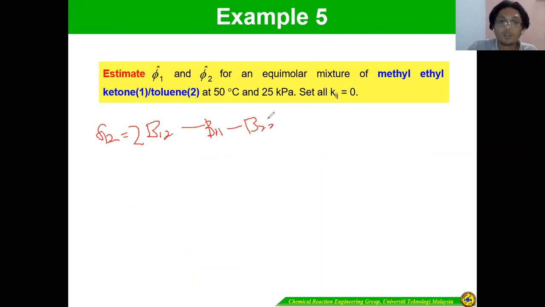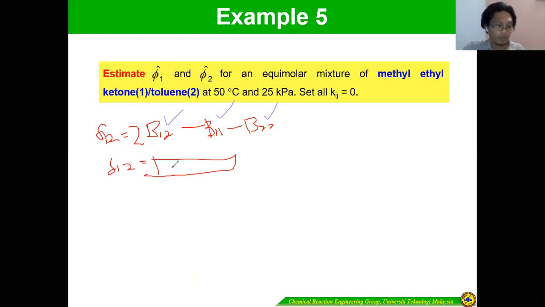Let's remember: this one is determined, this one is determined, and this one is determined. So please calculate the value of their delta. You can determine delta_1,1,2 from the previous table. Once you determine it, the unit is cubic centimeter per mole. So we have determined all the information already.